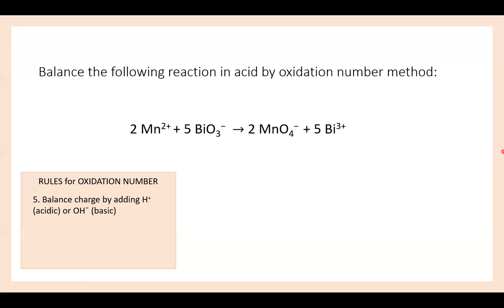Now we want to balance the total charge. Since it's in acid, we'll add H+. The total charge on the reactant side is -1. We have +4 and -5. On the product side, the total charge is +13. That comes from 2- and +15. So we'll add the hydrogen ion to the reactant side. We'll add 14H+.